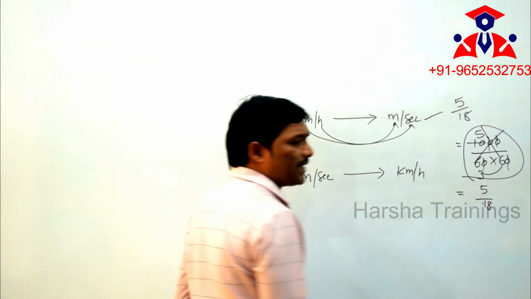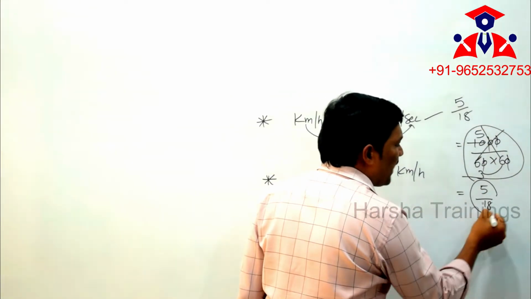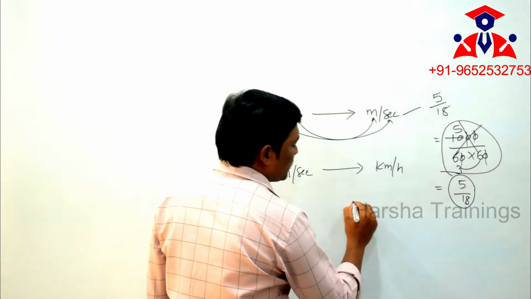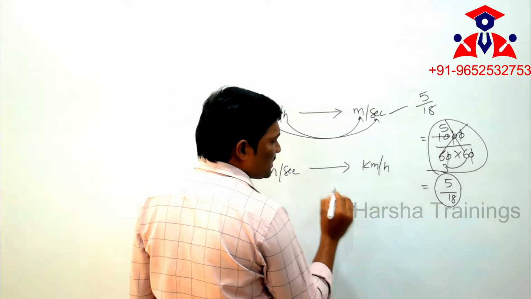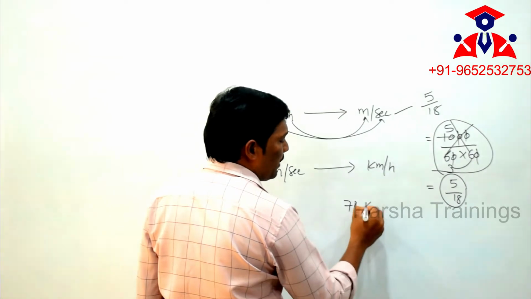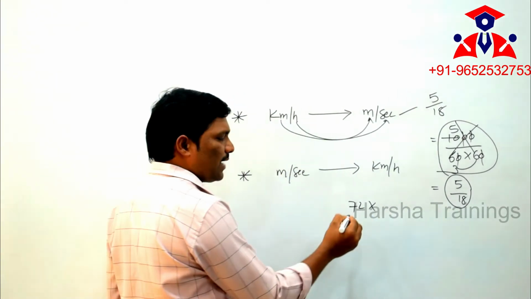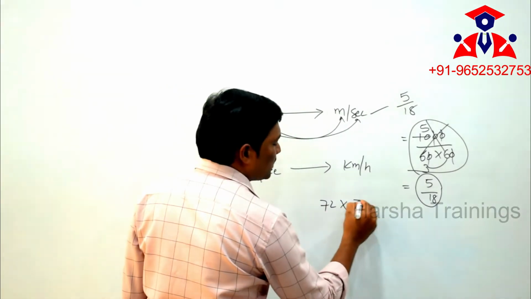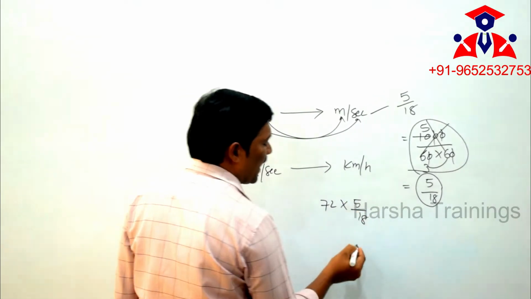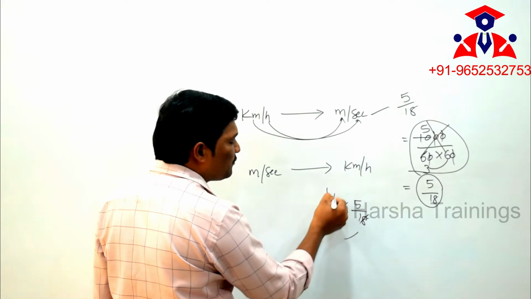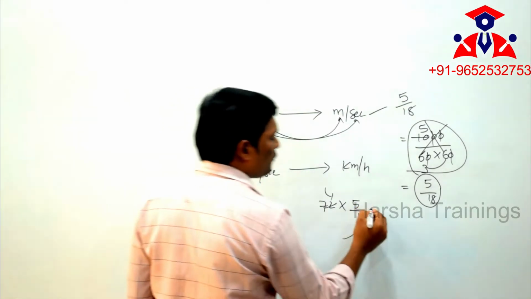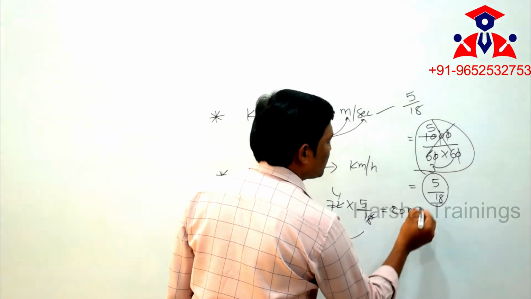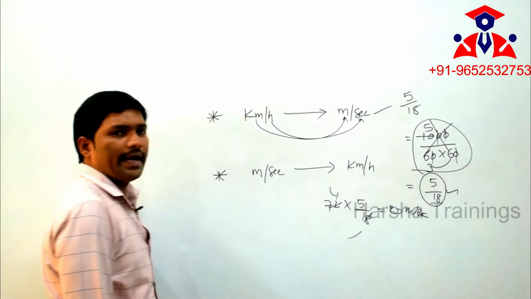So don't use that every time, guys. That's why we are using 5 by 18 directly. For example, a question like this: convert 72 kilometer per hour to meter per second. Directly we use 5 by 18. 18 fours are 72, and 4 fives are 20 meter per second. That's why we directly use 5 by 18.